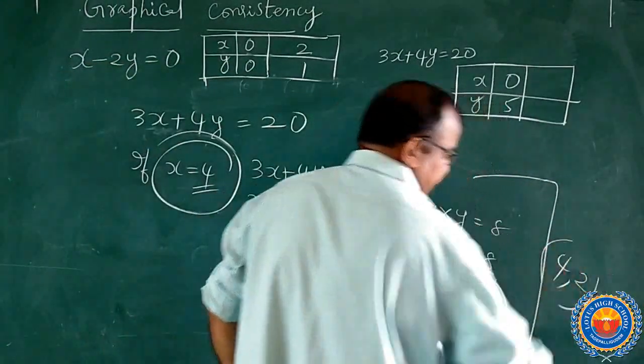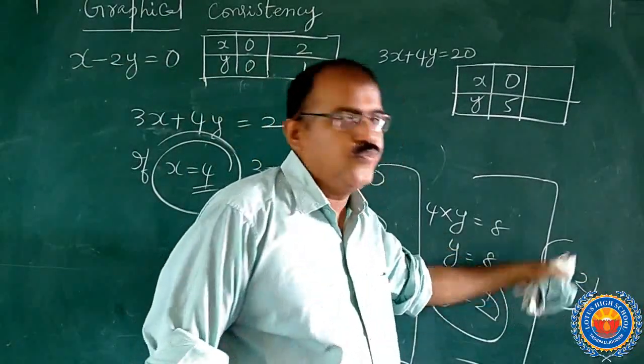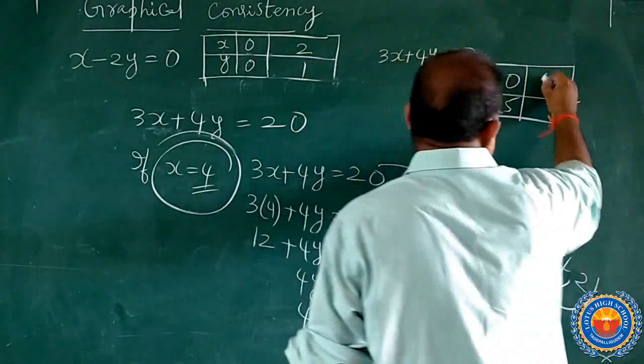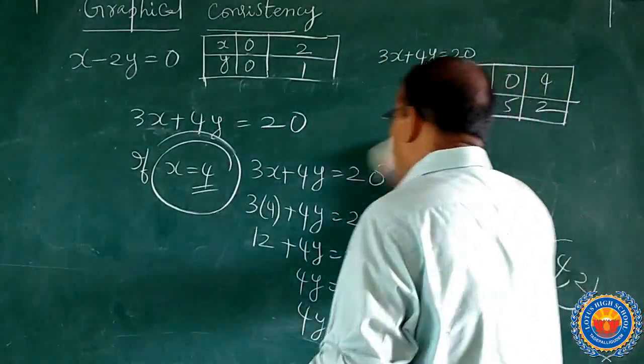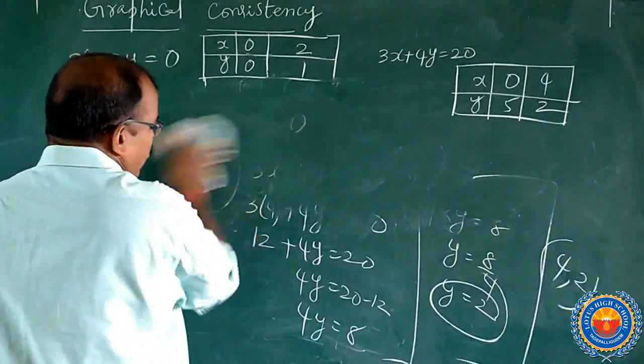The ordered pair, the coordinates: x coordinate, y coordinate. X is equal to 4, y is equal to 2.